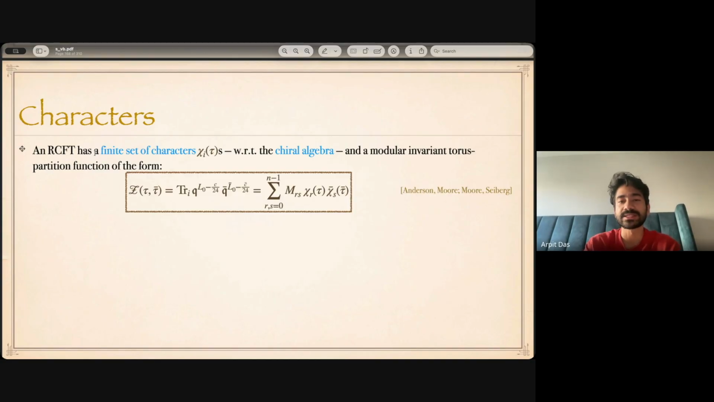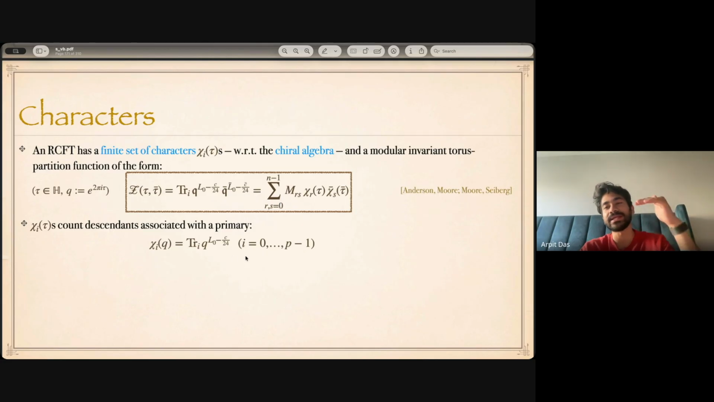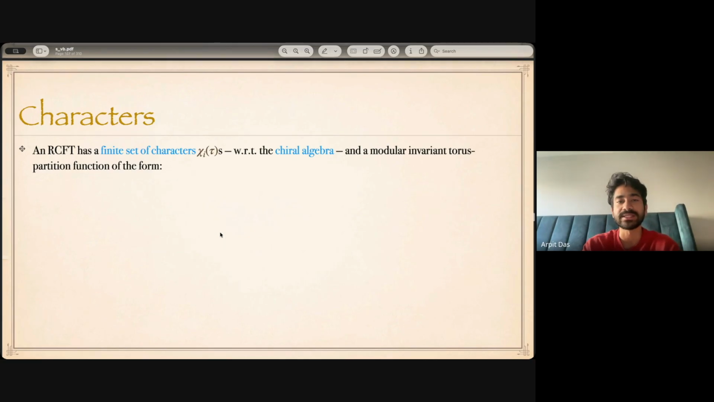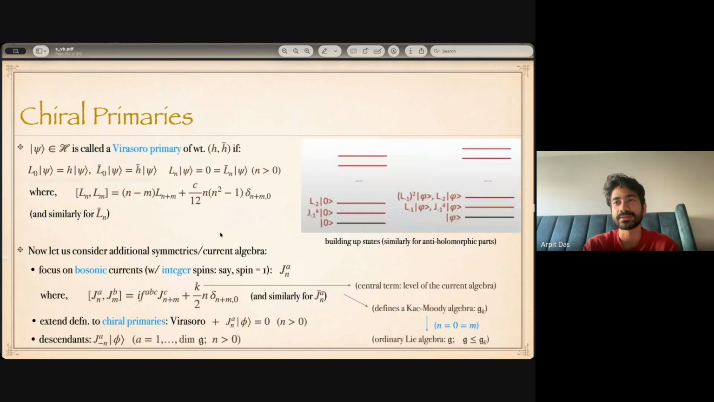Making use of torus modular invariance, you can further write down this torus partition function in terms of what are called characters. This partition function can be written in terms of holomorphic and anti-holomorphic blocks, which are called characters. What these characters do is essentially count how many descendants there are in one family. Here i denotes a family, like the vacuum family or other conformal primary families, and they count how many descendant states you have at each excited level.